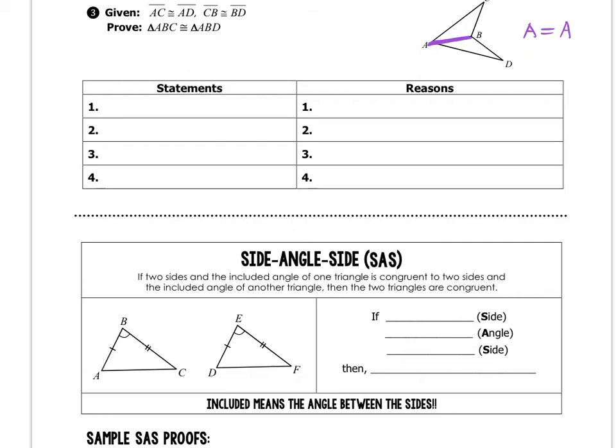So if angle A is congruent to angle A, that's reflexive. So in this specific case, it's AB is congruent to AB. That's by reflexive property. Everything else is pretty straightforward.